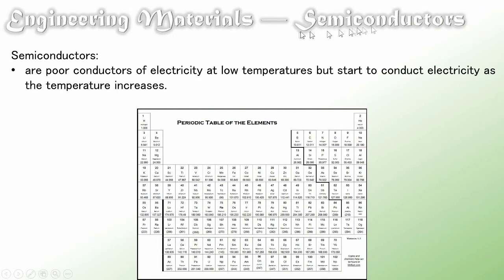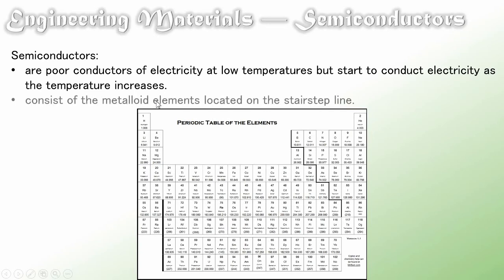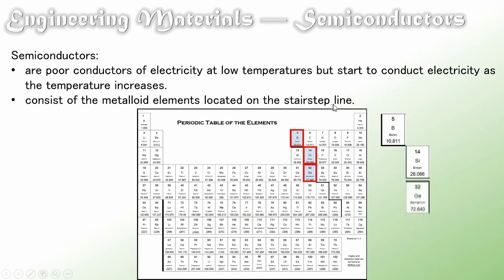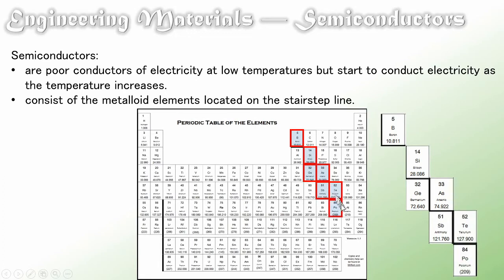Engineering materials, semiconductors. Let's talk about the semiconductors. Semiconductors are poor conductors of electricity at low temperatures, but start to conduct electricity as the temperature increases. They consist of metalloid elements, and these metalloid elements are located on the stair-step line. Remember, to the left are the metals, to the right are the nonmetals, and on the line itself we have the metalloids. So we've got boron, silicon, germanium, arsenic, antimony, tellurium, and polonium.